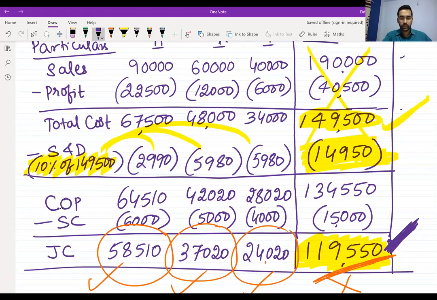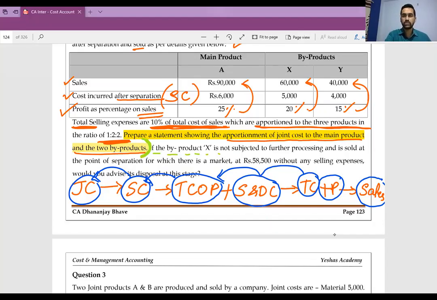Right. Let us go back. In the question, there was one more line. Okay. Now what we have answered is this, whatever is highlighted in yellow. This is being answered. Prepare a statement showing apportionment of joint cost to main product and to byproducts. This is done. Now there is one more line. Yes, they're saying if the byproduct X is not subject to further processing. First paragraph they said we are further processing all the three.